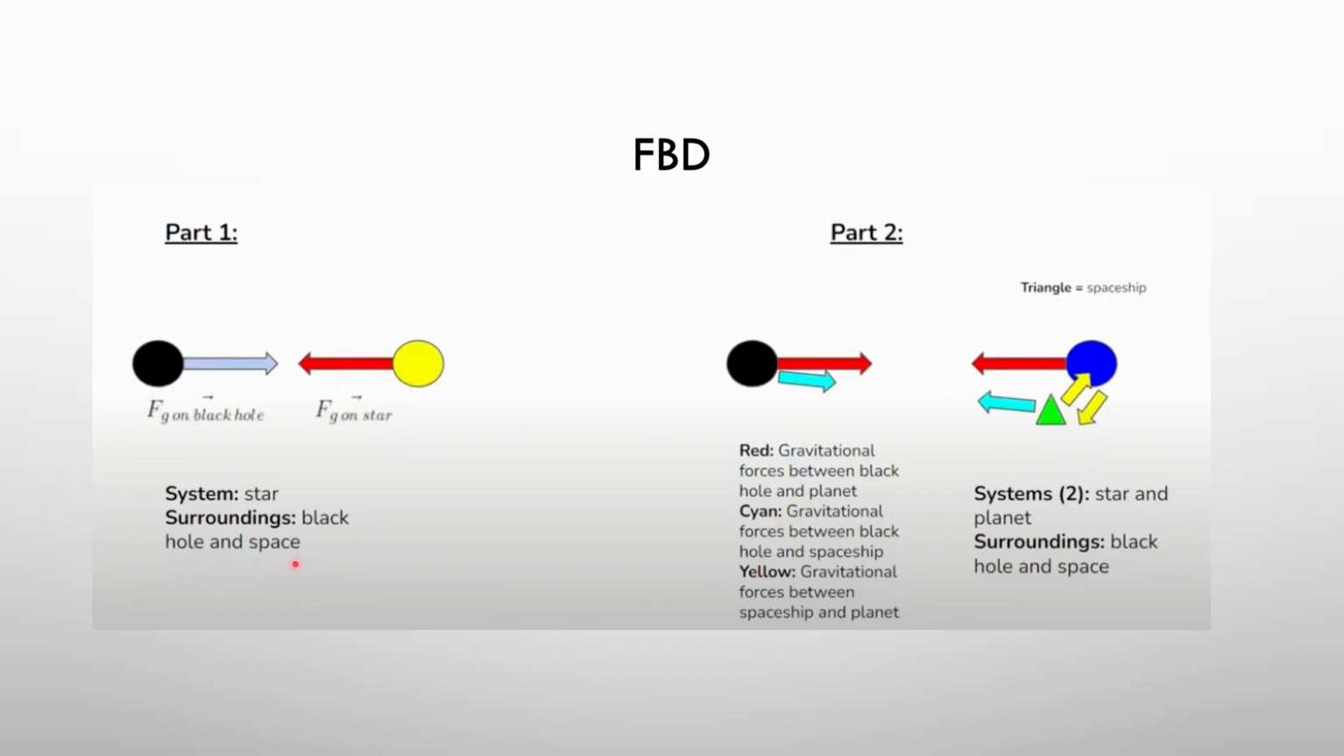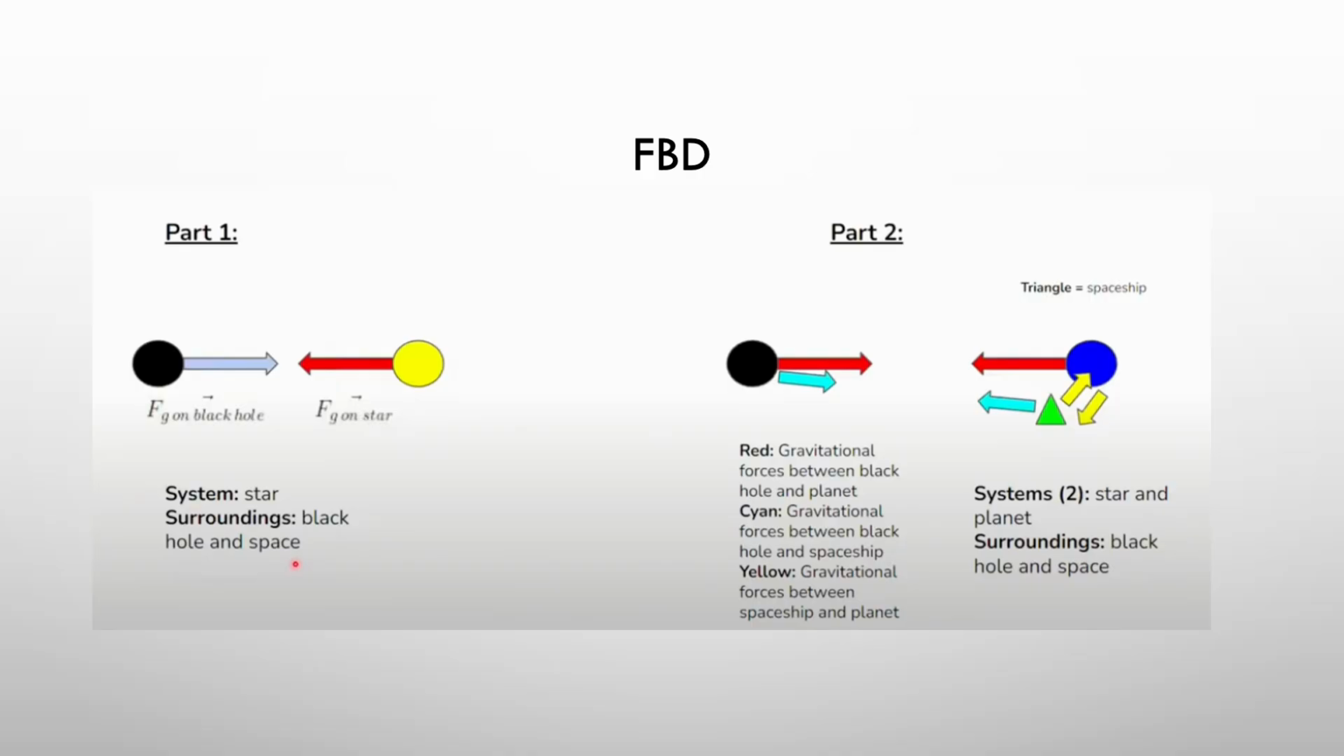These are the two free body diagrams that we need for this lab. In the first diagram, you can see that there's only gravitational attraction between the star and the black hole, represented by the arrows directed towards each other. These are equal and opposite because neither is moving in this scenario. The star is far enough away that it is not getting pulled into the black hole.